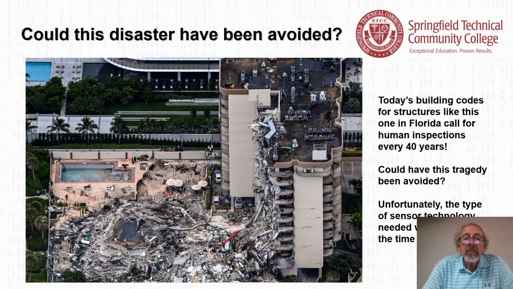Here's a picture that you may be familiar with. The title is, "Could this disaster have been avoided?" This is Surfside, the collapsed condo in Florida. Today's building codes for structures like this one in Florida call for human inspections every 40 years. Could this tragedy have been avoided? Unfortunately, the type of sensor technology needed was lacking at the time it was built, and it would be very difficult to retrofit it with the correct technology.